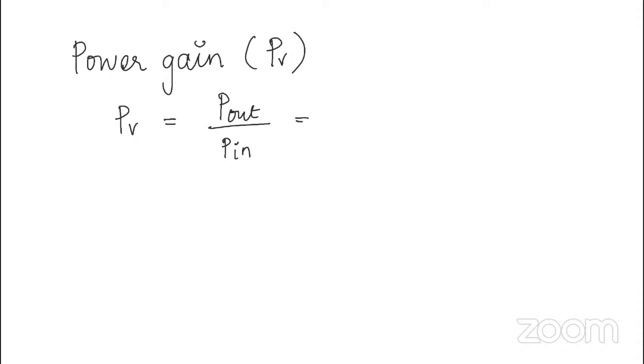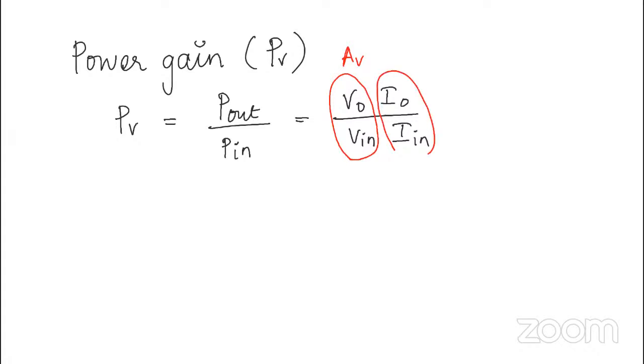So here, what is the formula for P out, Abdina? It is a power formula. It is V naught I naught divided by V in I in. Okay. So from the previous class, we have seen that output voltage by input voltage is nothing but the AV, the voltage gain. And here it is beta, that is the current gain, output current by input current, right?